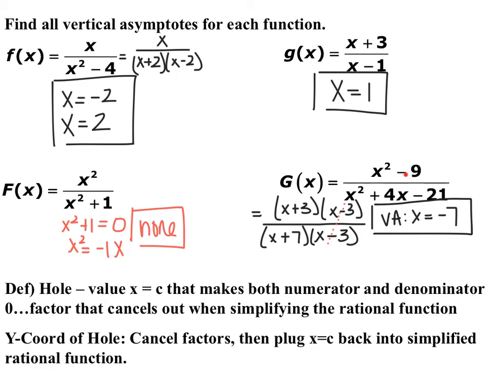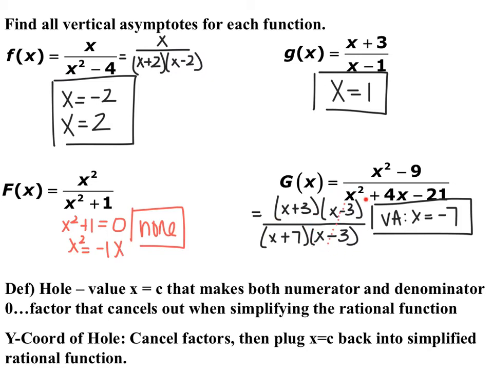This last one, I factored the numerator and the denominator, so you get x plus 3, x minus 3 in the numerator, and x plus 7, x minus 3 in the denominator. X minus 3 shows up in both the numerator and the denominator, so it is not a vertical asymptote. The only vertical asymptote is x equals negative 7.